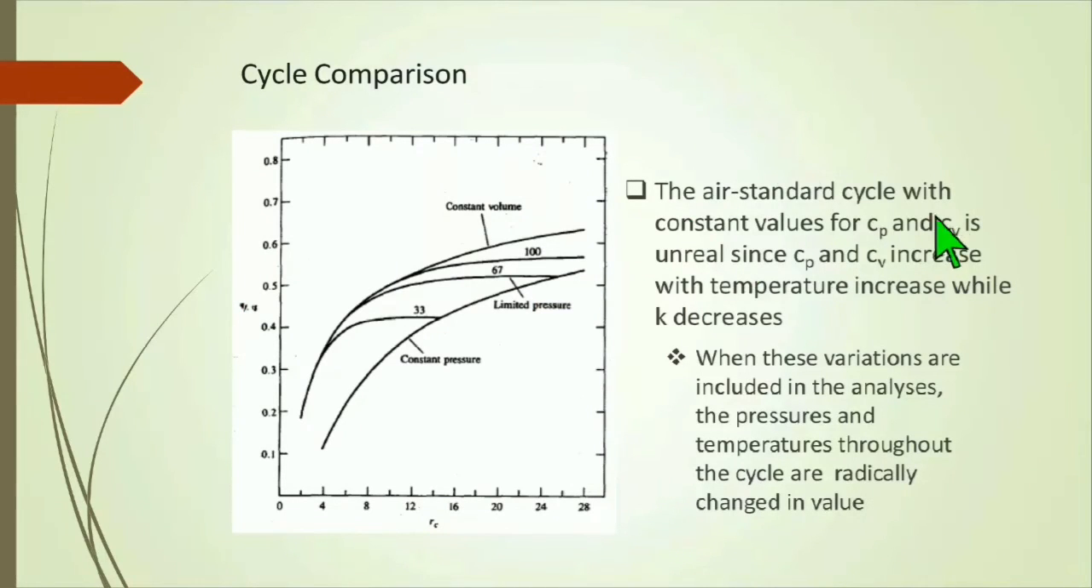The air standard cycle with constant values for Cp and Cv is unreal, since Cp and Cv increase with temperature increase while K decreases. When these variations are included in the analysis, the pressures and temperatures throughout the cycle are radically changed in value. There is a graph with the x-axis, and on the y-axis we define different things, and there are three types of lines. One is constant pressure, another is limited pressure, and the other is constant volume line.